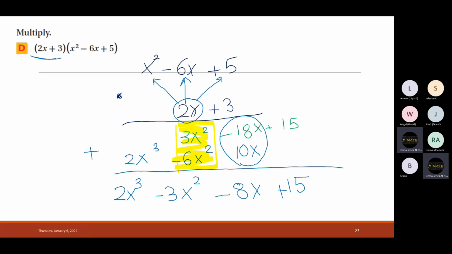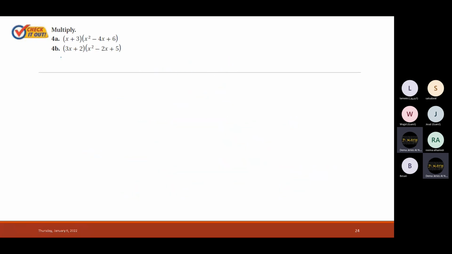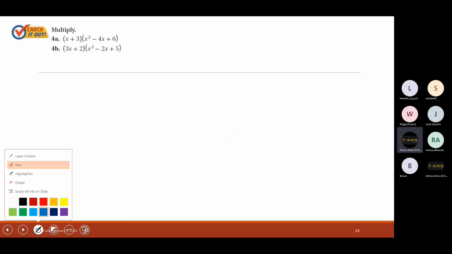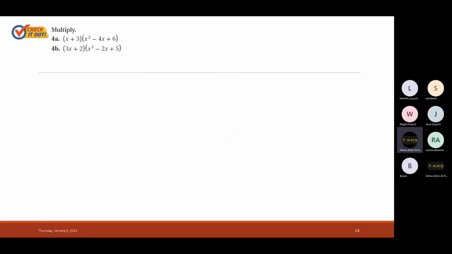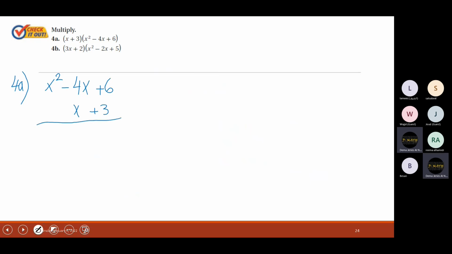Let's solve now this one here, 4a. In 4a, we have x plus 3 times x squared minus 4x plus 6.